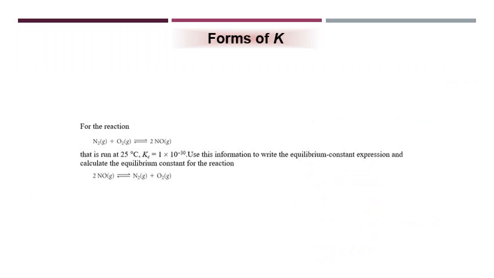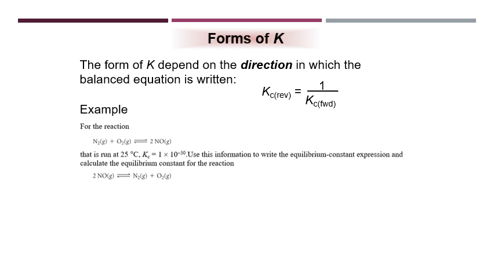So we're going to now look at the ways how we can manipulate the value for K by changing the direction in which the reaction is moving. So when we look at a reaction, the opposite direction is always just going to be the inverse of the value for the K. I will show you this using this example that we have here. If you notice, it says for the reaction N2 plus O2 forming 2NO that is run at 25 degrees Celsius, the Kc is 1 times 10 to the negative 30th. Use the information to write the equilibrium constant expression and calculate the equilibrium constant for the reaction 2NO yields N2 plus O2.